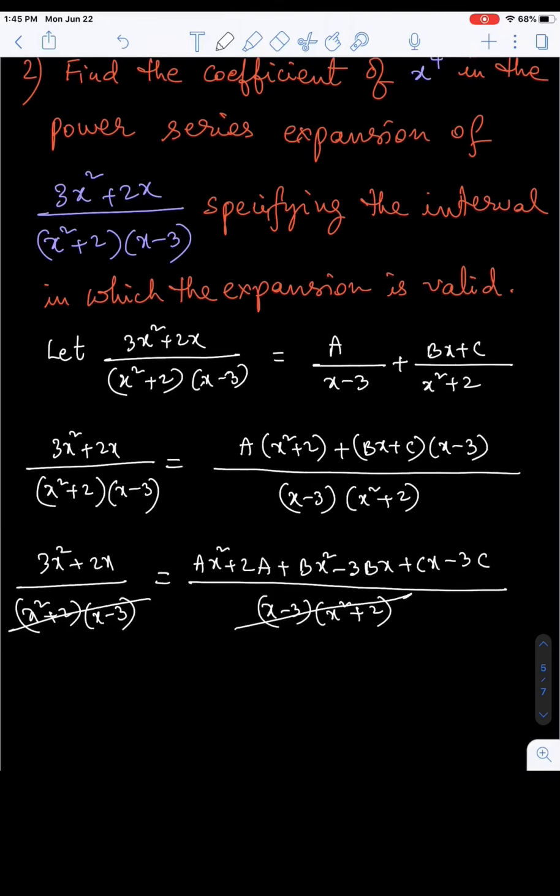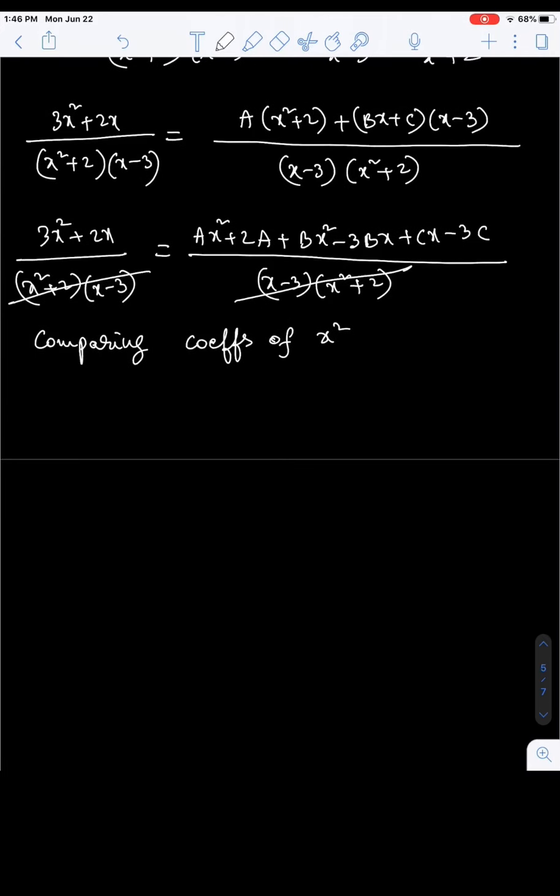Okay, now I will cancel this. Children, here also we should put equation 1, no? Always. For the first step we should write equation 1, this one. Okay, now it is time to compare. So compare coefficients of x square. What is the coefficient of x square in LHS? 3. And in RHS, I already told you, a plus b.